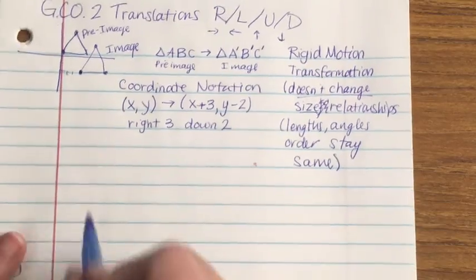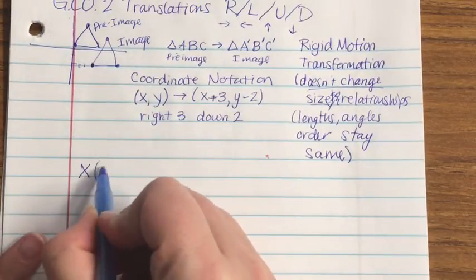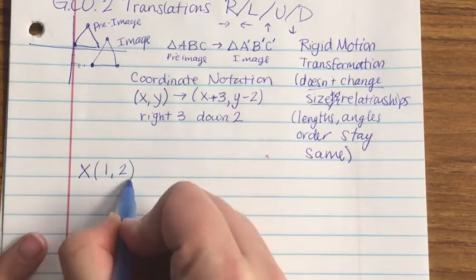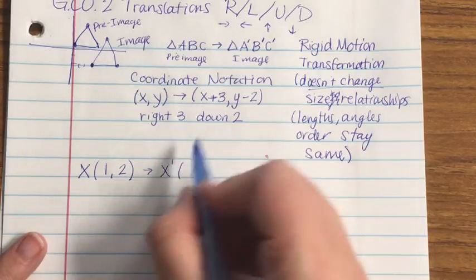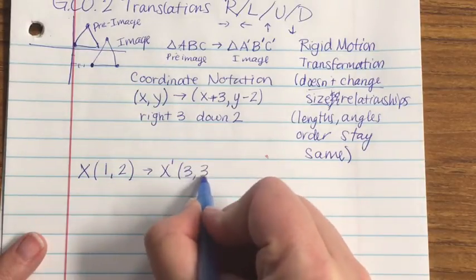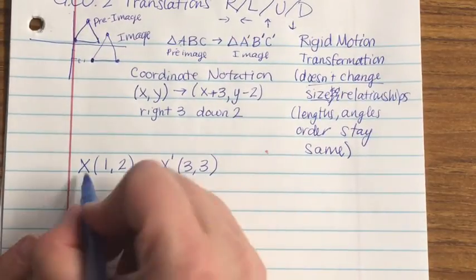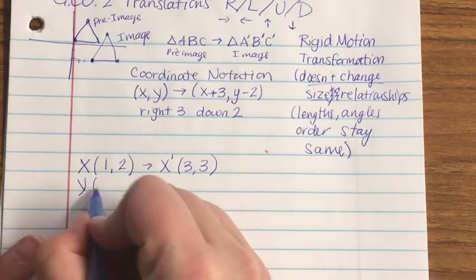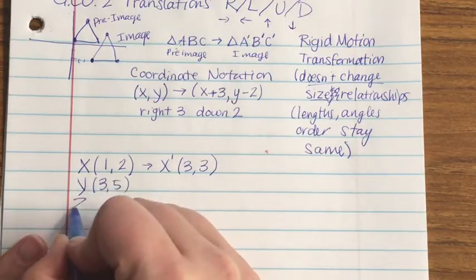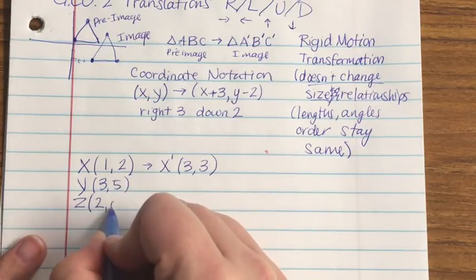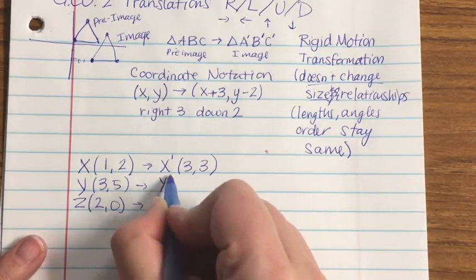Then it'll say things like this. It'll say x is the point (1, 2), and it was translated to the point x prime, which is now (3, 3). Under the same translation, we have to move y, which is (3, 5), and z, which is (2, 0). We have to do the same transformation to it. What would the new points be?